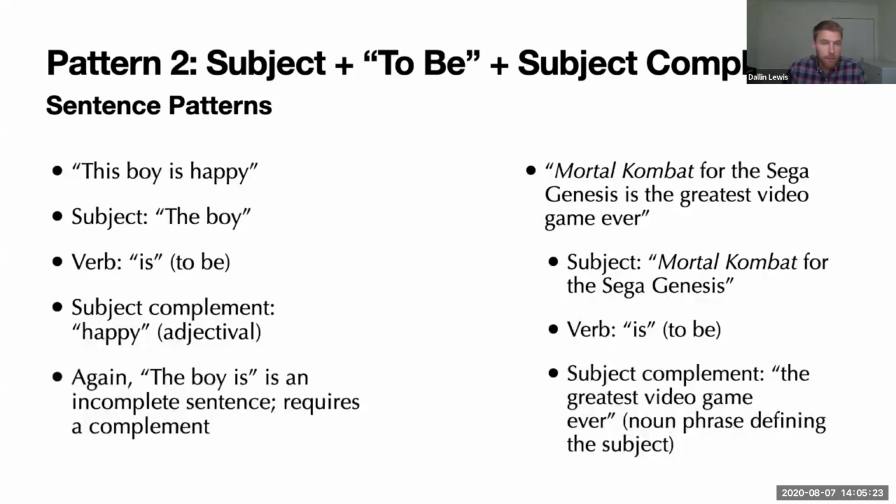In this example, the subject complement is an adjectival. In this case, an adjective, happy. Notice again how the boy is would be non-grammatical. You as a listener or reader would say, wait, the boy is what? Finish that sentence for me. So if you have that reaction, that's a signal that there is a complement that is missing.